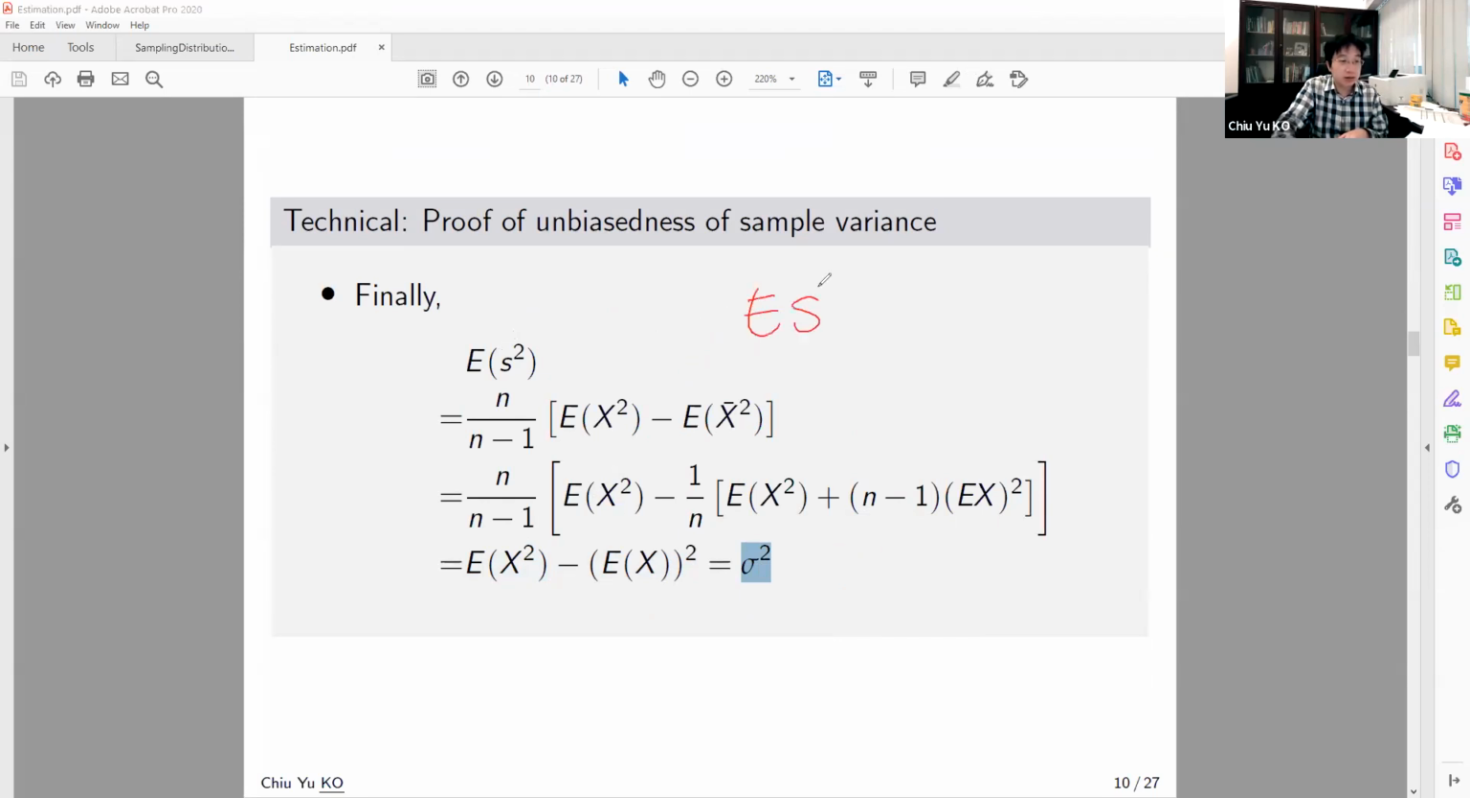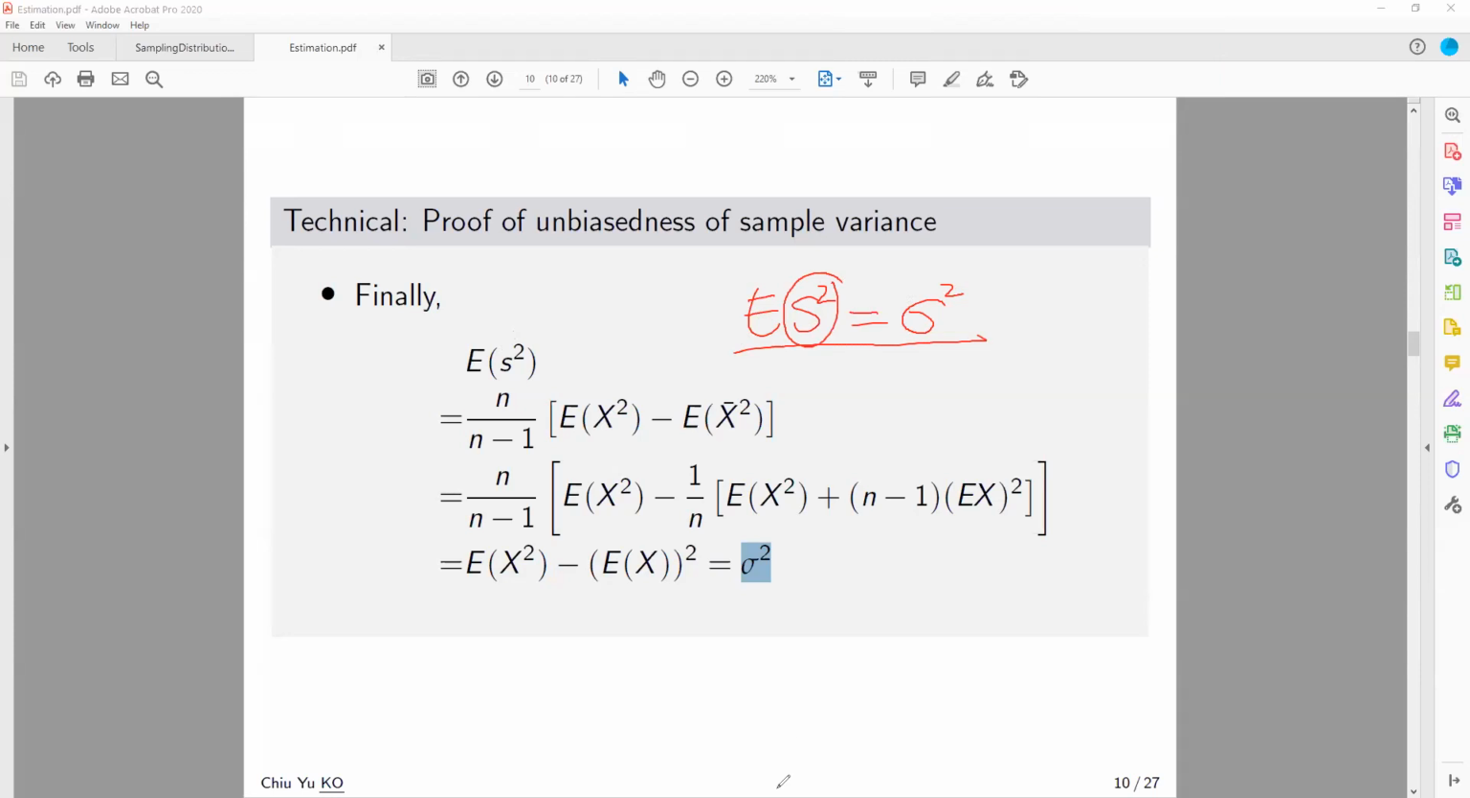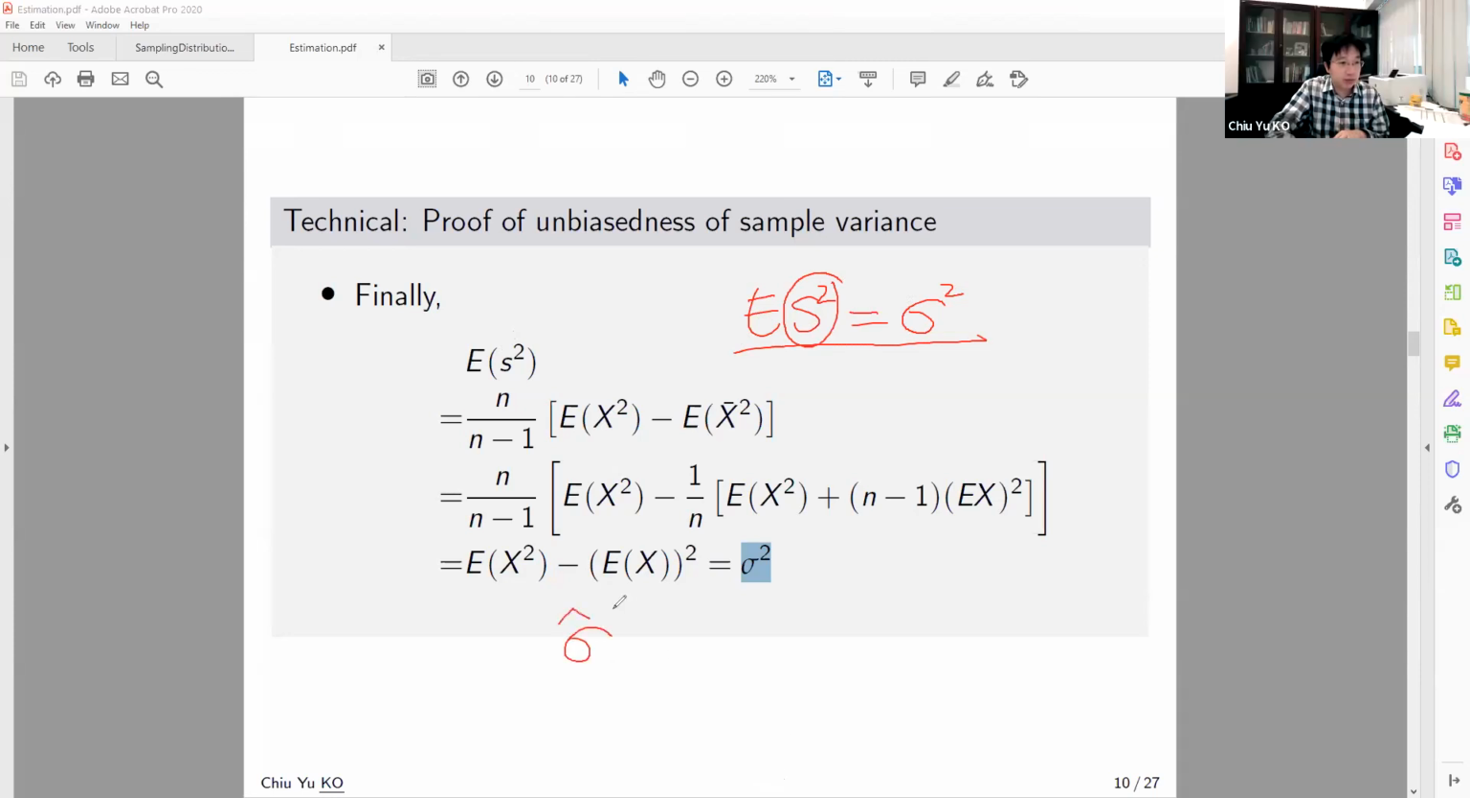So the key here is I am trying to show this. Why do we care about this? Because we want to say that the sample variance, on expectation, is exactly the population variance. Oh, okay, thank you. Why is this important? Suppose we used the same formula for the variance. Suppose we do this.